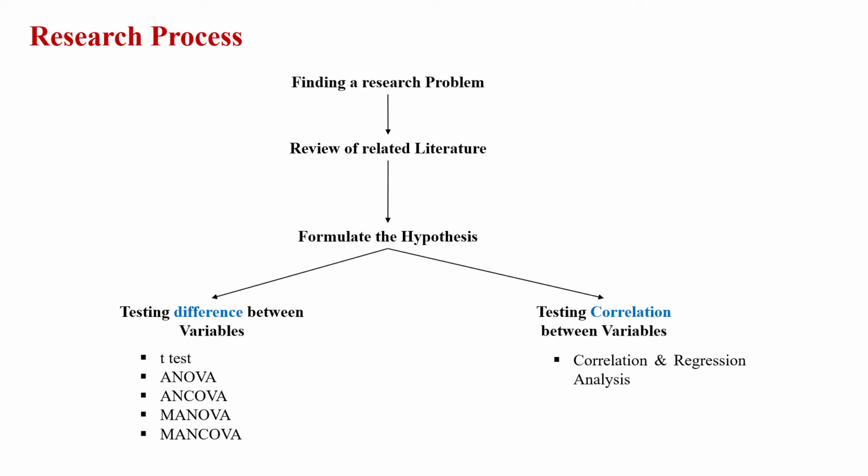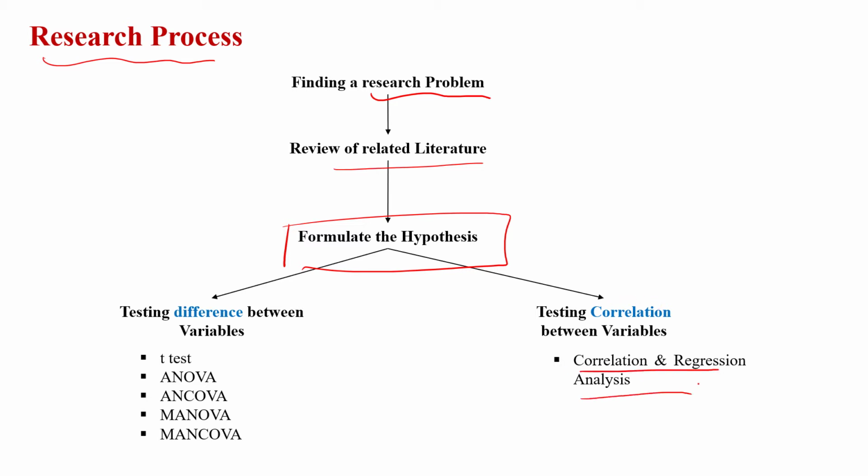So basically, from the correlation analysis perspective, under what circumstances can we apply these techniques? With respect to the research process, finding a research problem is step number one, and then we review some related literature, and then we develop some hypotheses. If your hypothesis is to check the relationship between variables, or check the correlation between the variables, we can go for the correlation and the regression analysis.